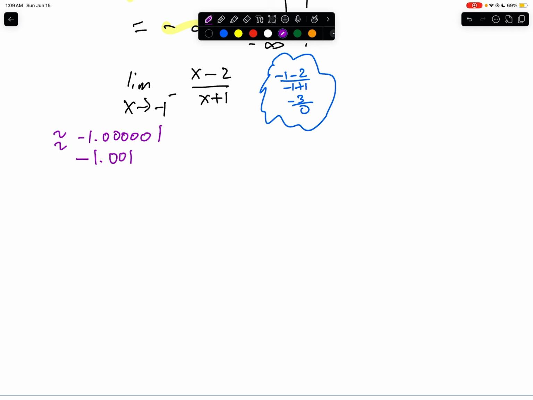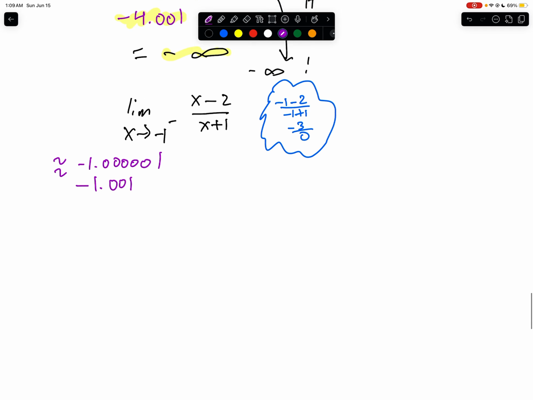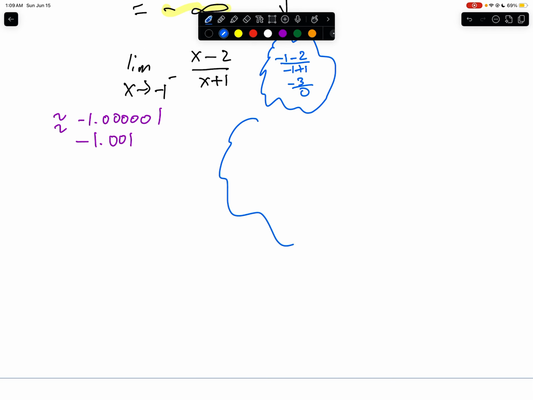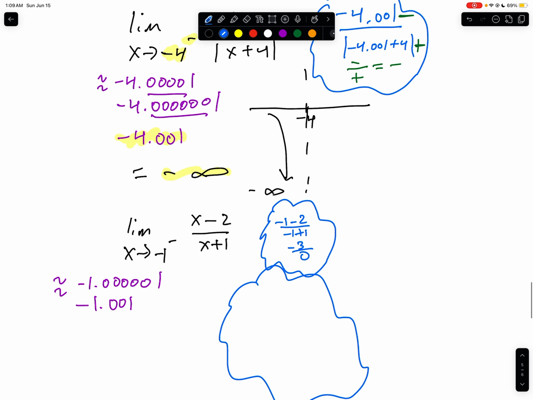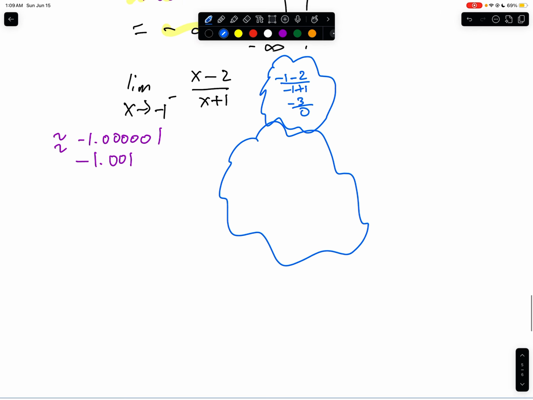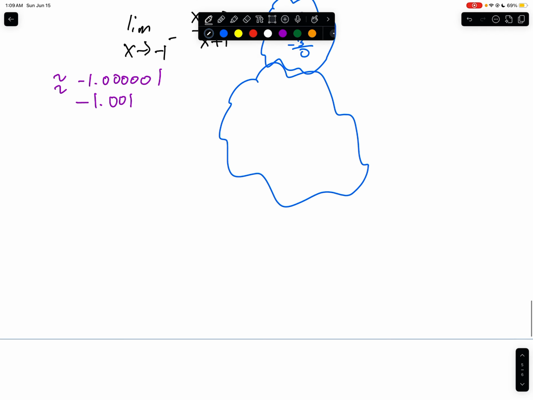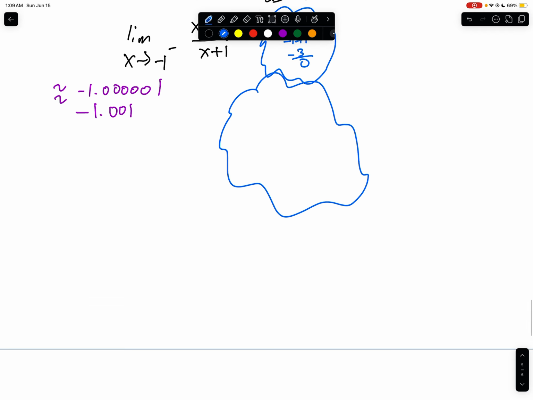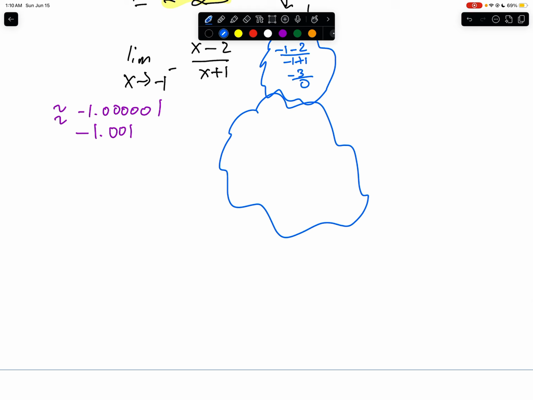And so now if we, quote unquote, plug this in here, I'm going to use a thought bubble because it's not really correct math notation. That's when I put a thought bubble. So we see here, if we plug it in, -1.001 minus 2 over -1.001 plus 1. And so we see here in the numerator, it's going to be a negative value.